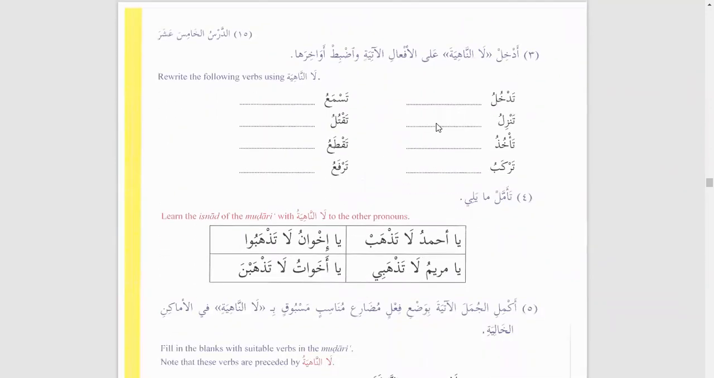All right, number 3, adkhil. What's the meaning of adkhil? Enter. Okay, now what's the difference between udkhul and adkhil? Udkhul means enter. Adkhil means you make it enter. Yeah, excellent.